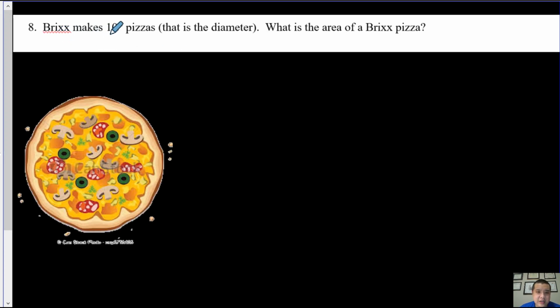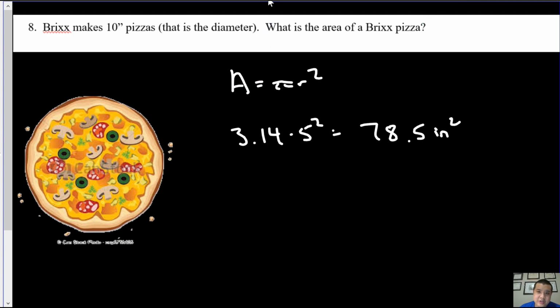Okay. So, question number 8. Bricks makes $10 pizzas. That is the diameter. What is the area of the pizza? Go ahead and try this one out on your own. What you should have used is pi r squared. Apple pies R2. And the diameter is not inside this. We need to find the radius, so it's going to be half of the diameter. So 3.14 times 5 squared gets us 78.5 inches squared.